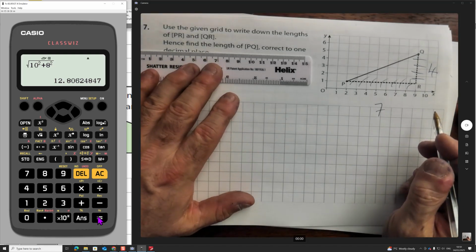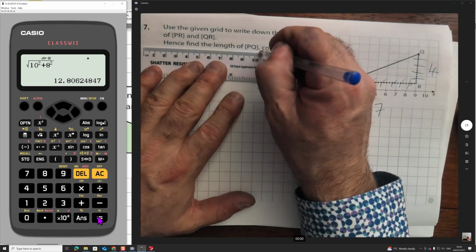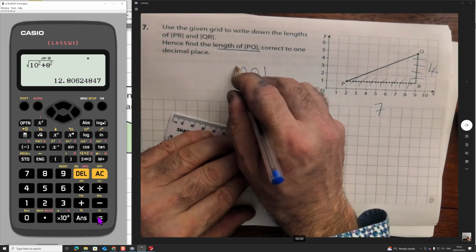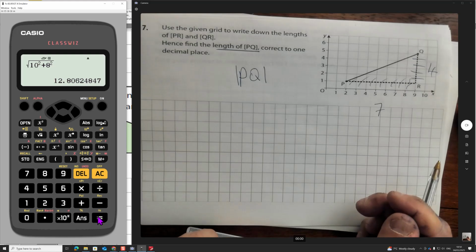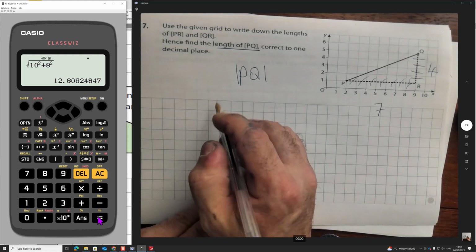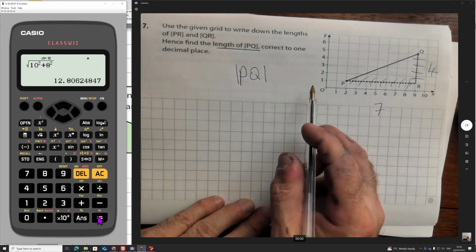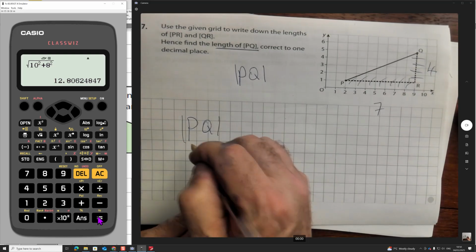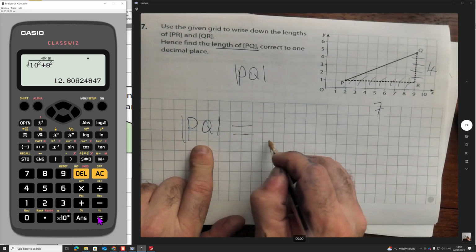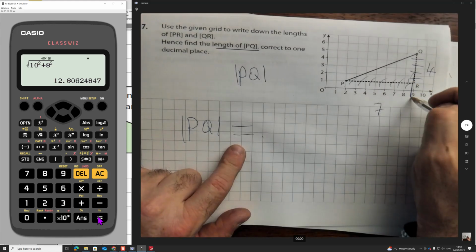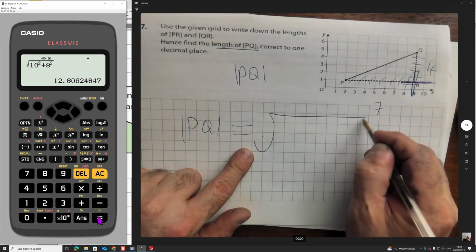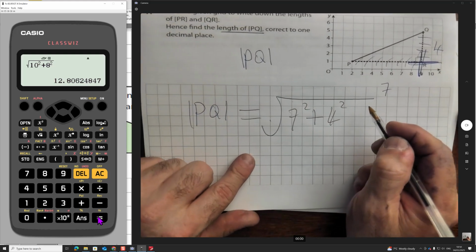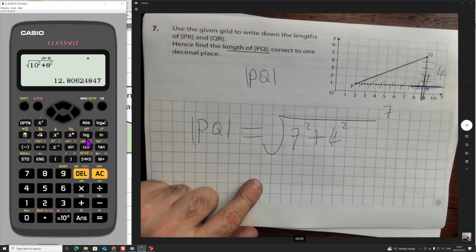Okay, hence find the length of line segment PQ. Why couldn't they say hence find PQ? The authors do annoy me sometimes. Anyway, we're going to find PQ. So we'll say that PQ length, the distance from P to Q is equal to, we're using a plus, the square root of 7 squared plus 4 squared. It's calculator time now.